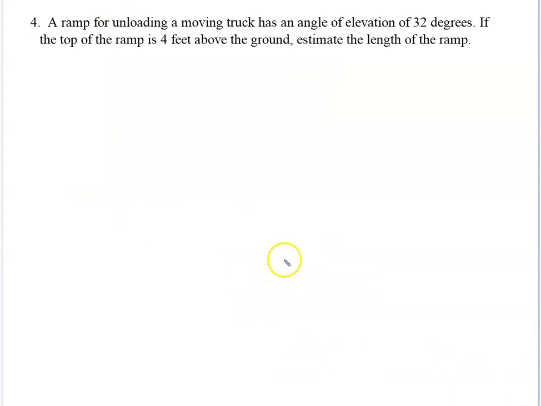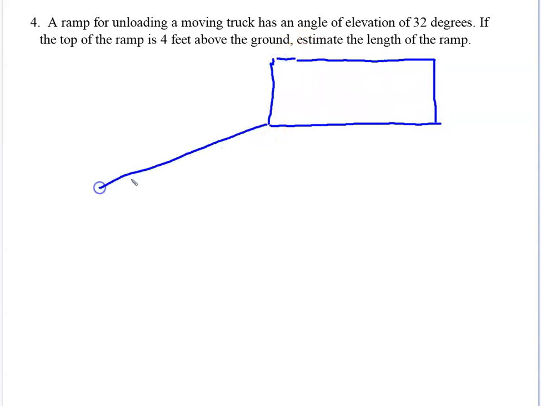Number 4, another little word problem. We have this moving truck that has a ramp, and most of them have this. So let's just draw a little sketch here. So let's just say this is the truck itself where things are going to be loaded in. And coming out from the back is this ramp that we walk up to carry the items. Okay, so here's the ground, and so there's a right angle being formed right here.